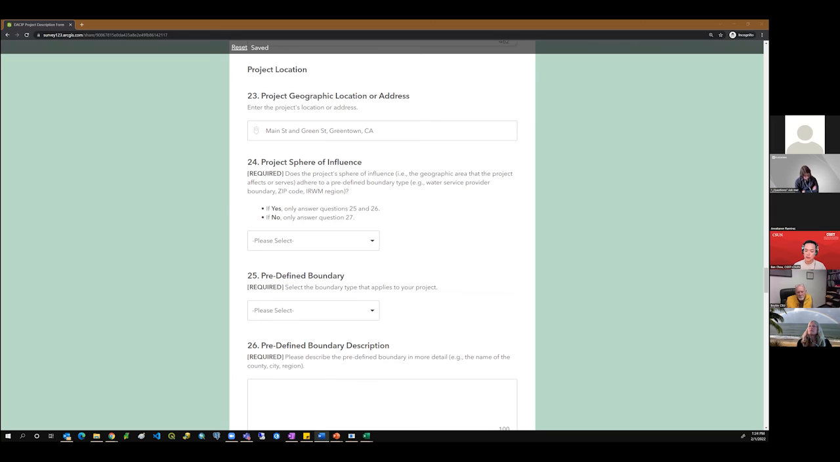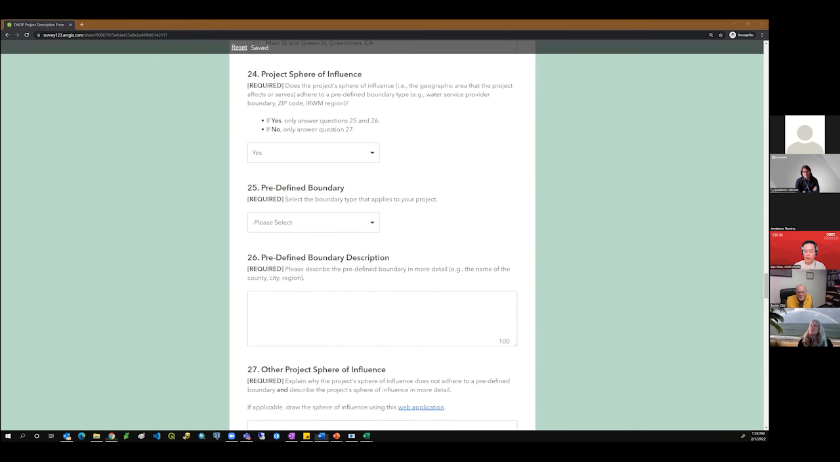So we will select yes for question 24. So question 24 is asking if the sphere of influence is a predefined boundary type or an area with defined boundaries. Since cities have very well-defined boundaries in terms of their city limits, we select yes for question 24, and then we will answer questions 25 and 26, since we're prompted here. Other predefined boundaries could include counties, urban regions, water systems, service areas, school districts, zip codes, for example.